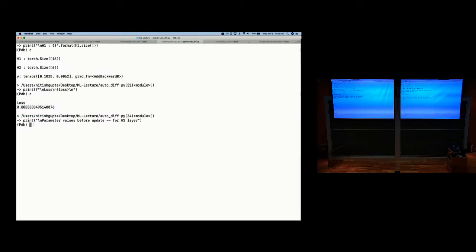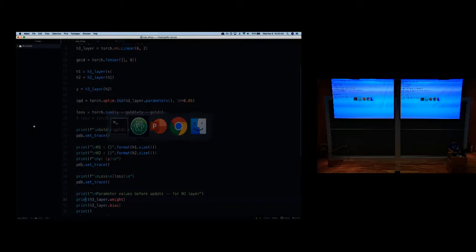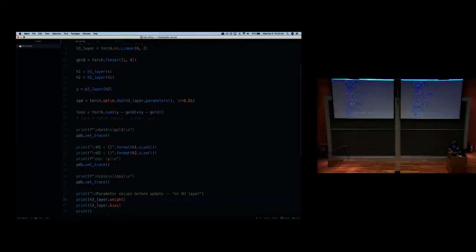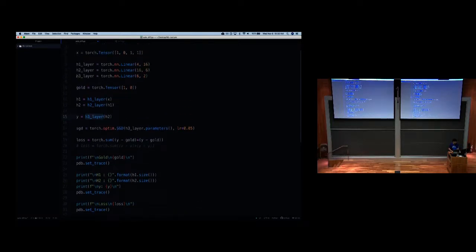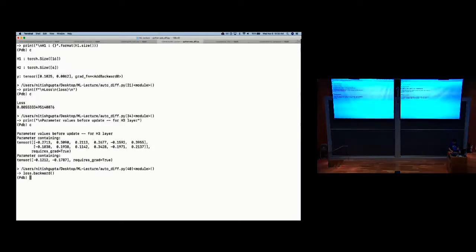Okay. Just a quick check again. How many parameters are there in this H3 layer, the final layer? For reference, 6 by 2. And also there are two bias parameters, the 2 threshold parameters. So it's basically a matrix of size 6 by 2 and a vector of size 2. So this is what it is.